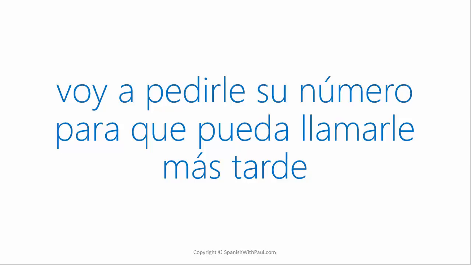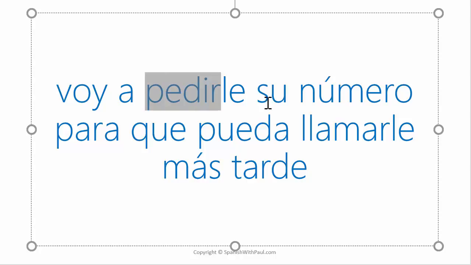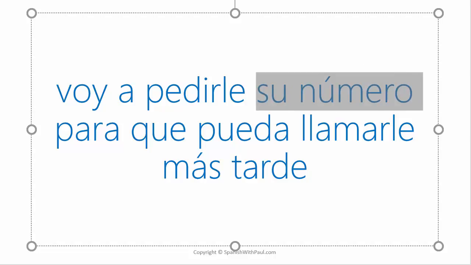Now, there's a lot going on in this sentence, so let's go through it. First of all, I'm going to, voy a. And then to ask for information, we're going to request this information. So we're using the verb pedir instead of preguntar. And we are requesting to him. So voy a pedir to him. So it becomes voy a pedirle su número. I'm going to request to him his number.